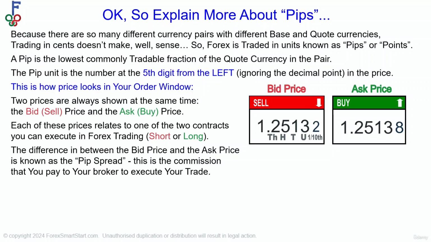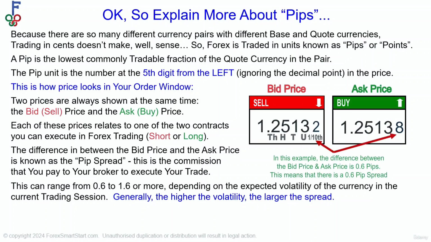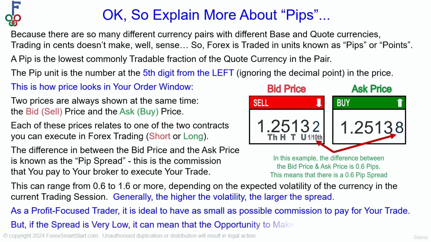The true value of the market is the price that is exactly halfway between your bid price and your ask price. This can range from 0.6 to 1.6 pips or more, depending on the expected volatility of the currency in the trading session. Generally, the higher the volatility, the larger the spread. In this example, the difference between the bid and ask price is 0.6 pips. This means that there is a 0.6 pip spread. As a profit-focused trader, it is ideal to have as small a commission as possible to pay for your trade. But if the spread is very low, it can also mean the opportunity to make profit is also low because the volatility will be low as well.